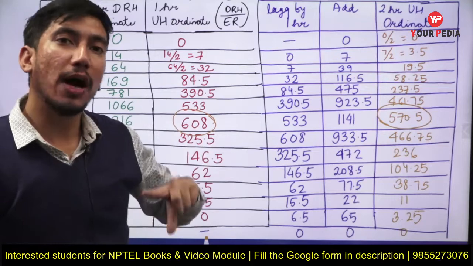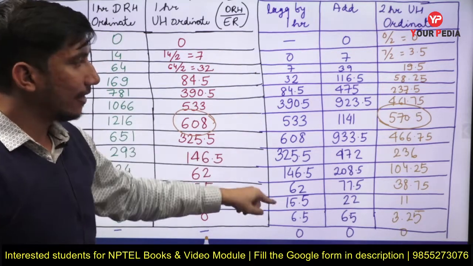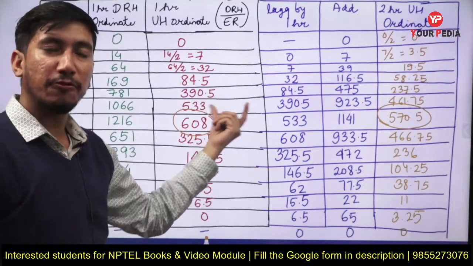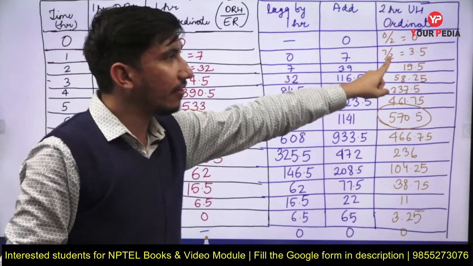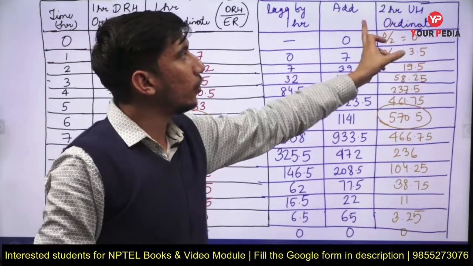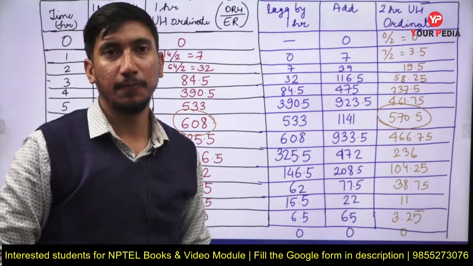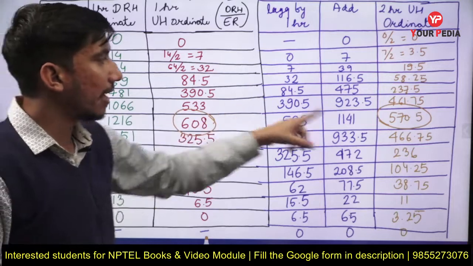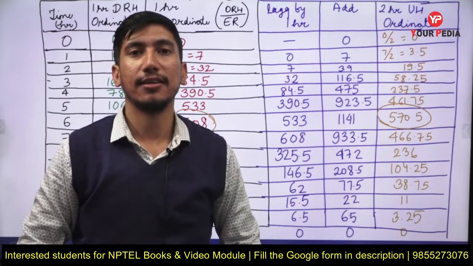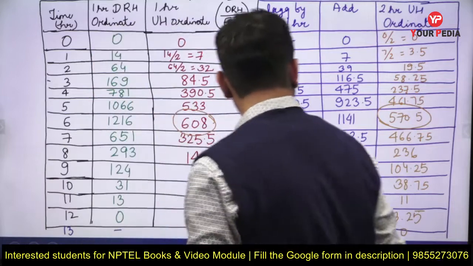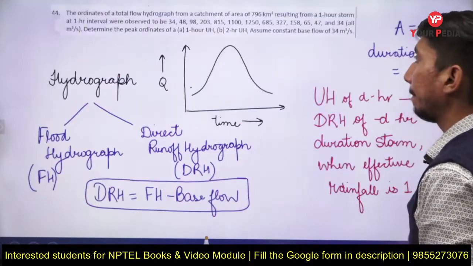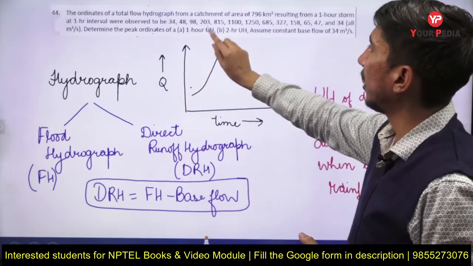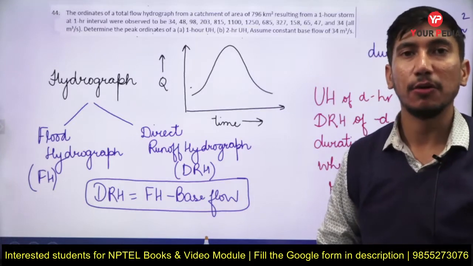Now in order to find the 2 hour UH ordinates, I lagged these ordinates by 1 hour and then added both the columns, and then again divided by 2 to find the ordinates of a 2 hour unit hydrograph. So in this case, after plotting these ordinates, I can find the maximum value for both cases. As we can see, we had to find the peak ordinates of the 1 hour unit hydrograph and the 2 hour unit hydrograph. So these we have found. So this was our question.